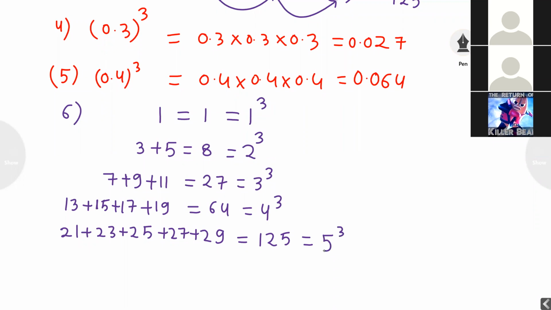Like that, they can ask a pattern in the examination also. If they give any numbers, you need to find out the next pattern and the answer of the next pattern. Note down, everyone, this question.